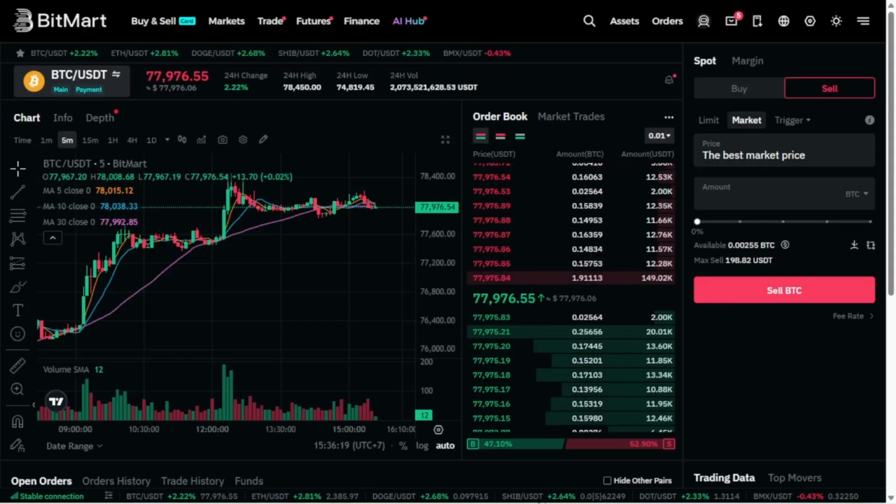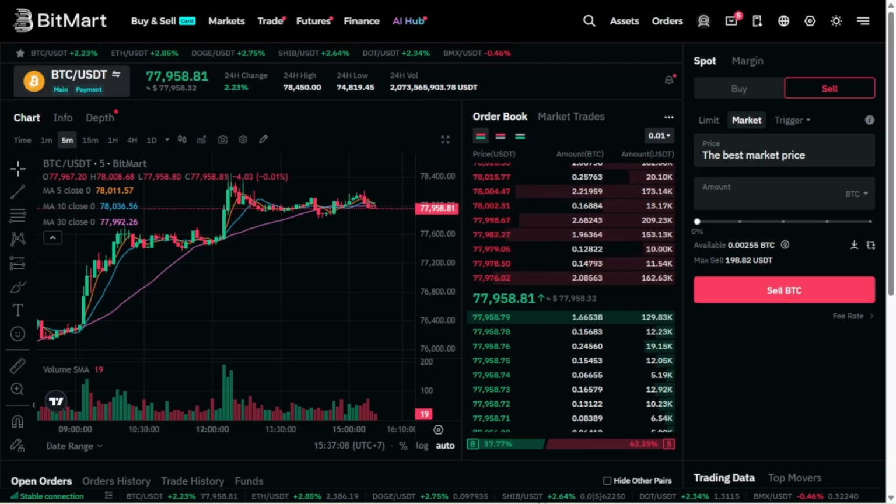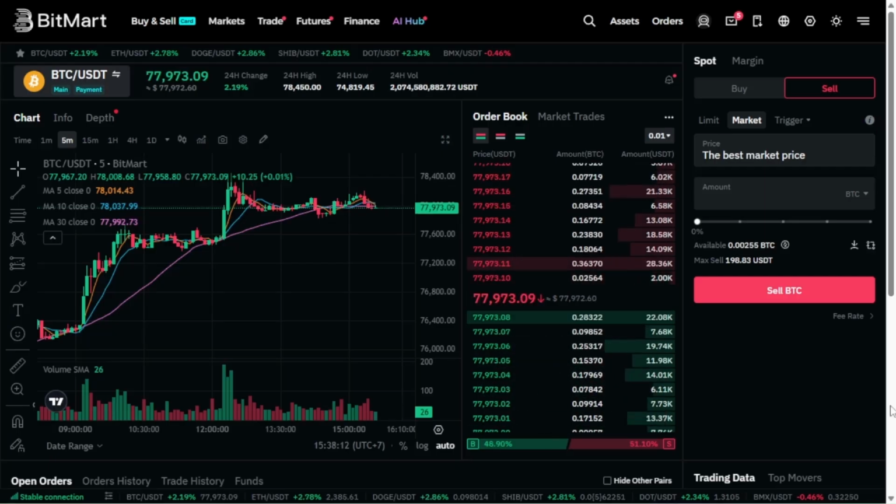A trigger order and a take profit / stop loss might look similar, but they're usually used for different things. So the key difference is trigger orders are often used to start trades automatically, while take profit and stop losses are used to manage and close trades. Traders use both together sometimes: trigger orders to get into the market at the right moment, and take profit / stop loss to manage risk once they are in.